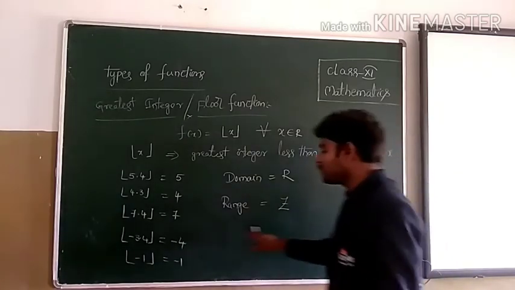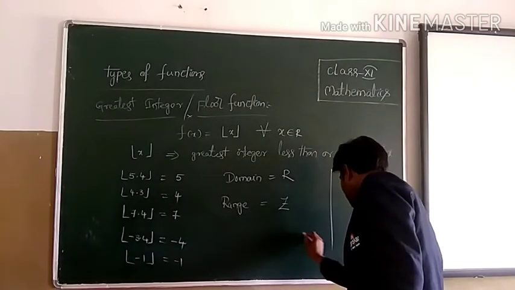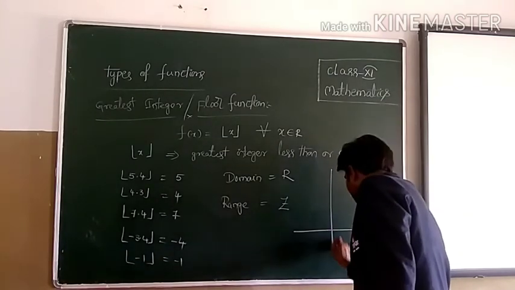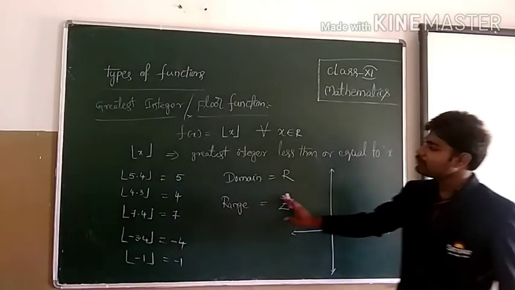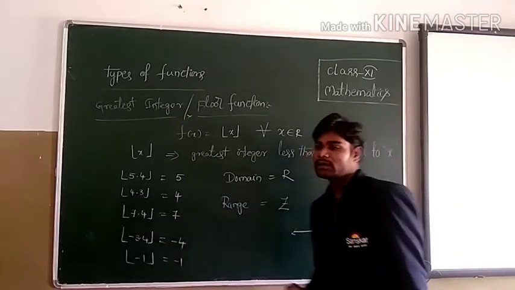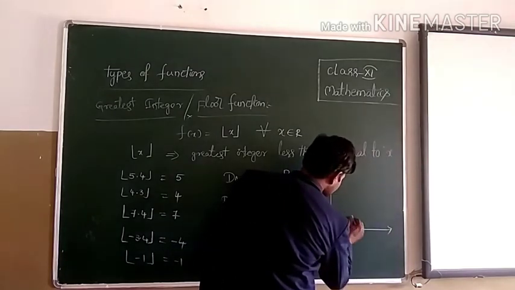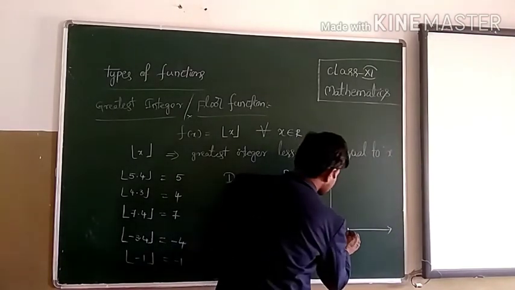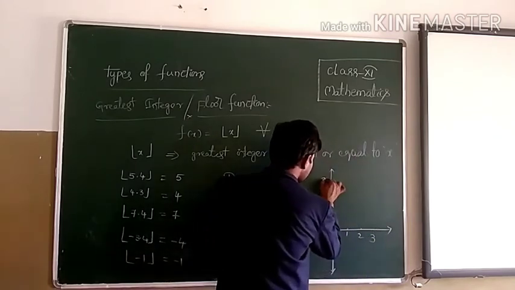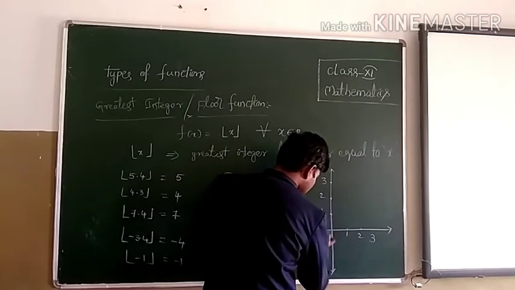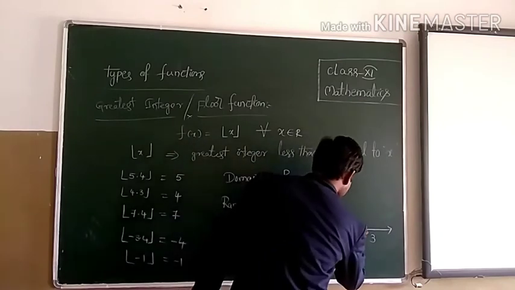Clear? So just the graph of the greatest integer function is like this. I am drawing the rough diagram of the greatest integer function here. If you want the clear diagram based on these values, we can draw the proper greatest integer function. So here is the origin, 1, 2, 3, and minus 1, minus 2, minus 3. The graph will be like this.